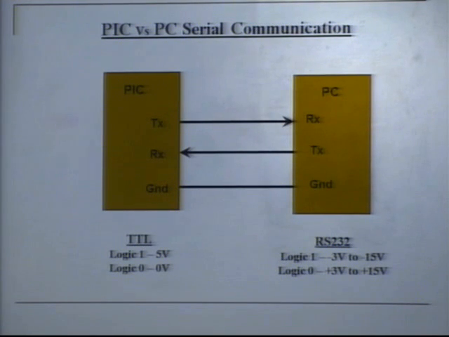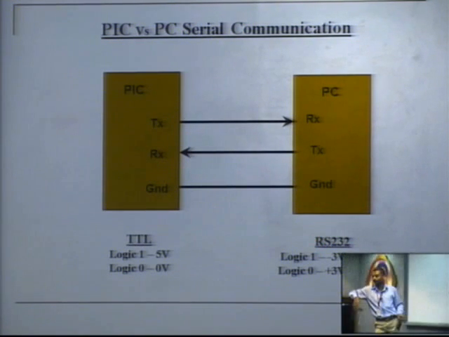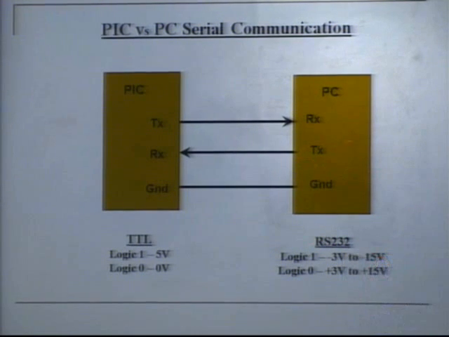And there is one more problem. Your PIC is working on TTL logic, no? It is working on TTL logic, that is, logic 1 means 5 volt, logic 0 means 0 volt. But your PC's serial transmission standard is known as the RS-232 standard. In the PC, the standard used for serial communication is RS-232. In the PIC, the standard used for serial communication is TTL. So in RS-232, logic 1 means a range of voltage, that is -3 to -15 volt.